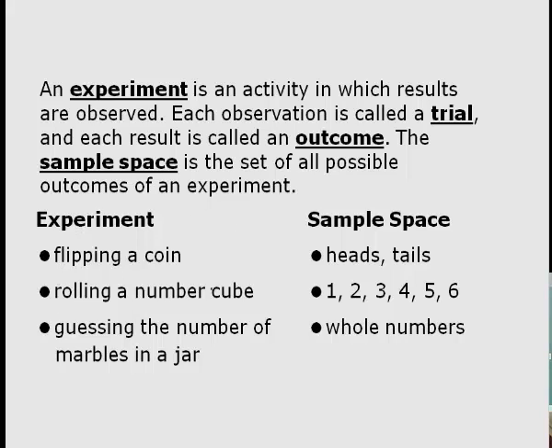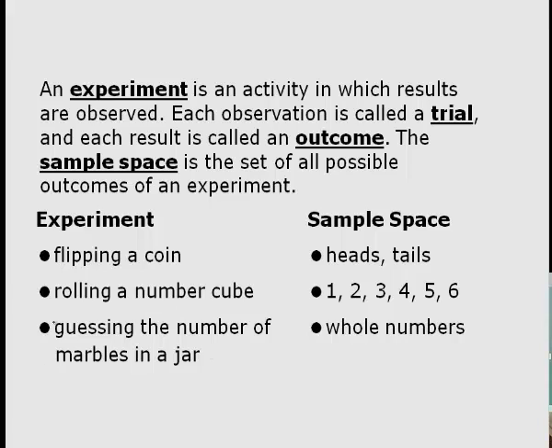Okay, if we have an experiment of rolling a number cube, actually doing it is called a trial. If we do it and the result is a 4, that is called the outcome. But in our sample space, we would list all the possible outcomes, the 1, 2, 3, 4, 5, and 6. Does that make sense? Okay.